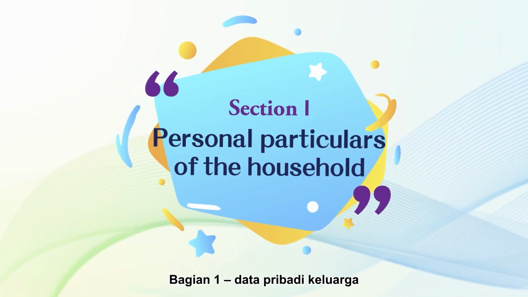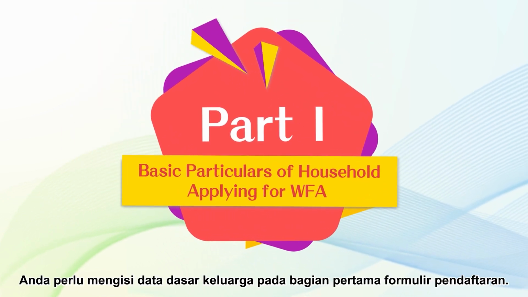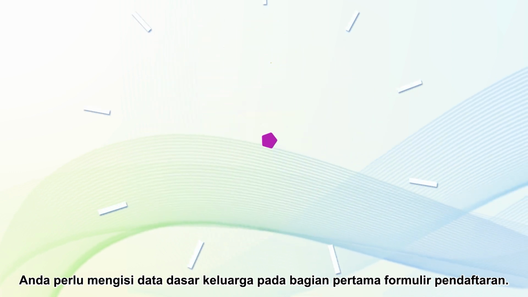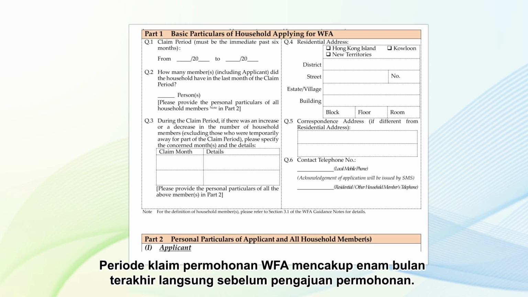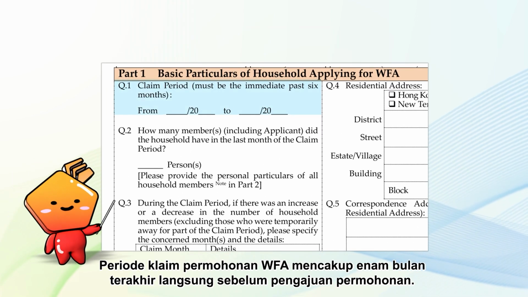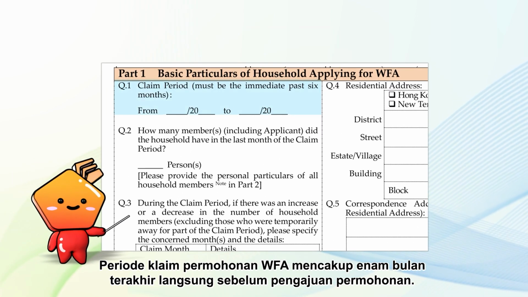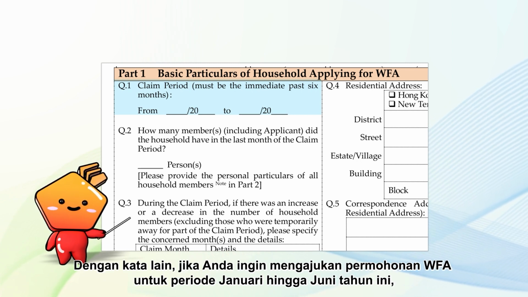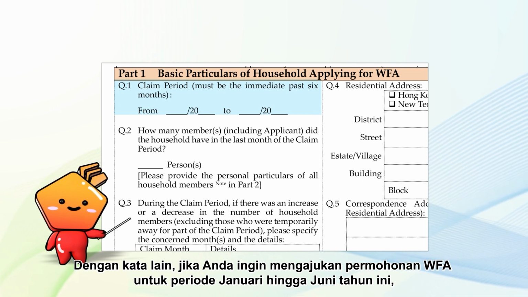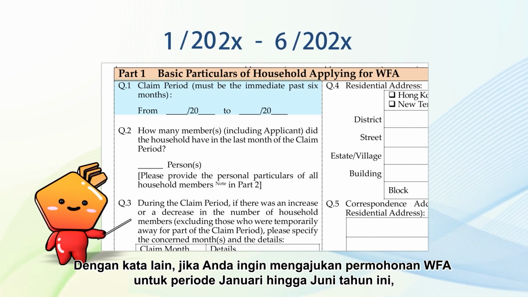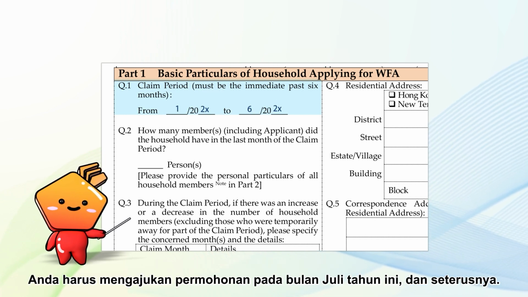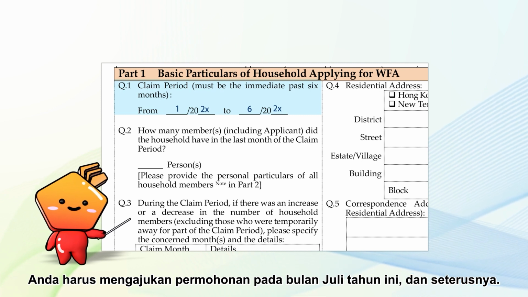Section 1. Personal particulars of the household. You need to fill in the basic particulars of the household in the first part of the application form. The claim period of a WFA application covers the immediate past 6 months before the submission of the application. In other words, if you want to apply for WFA for the period from January to June this year, you must submit your application within July this year, and so on.